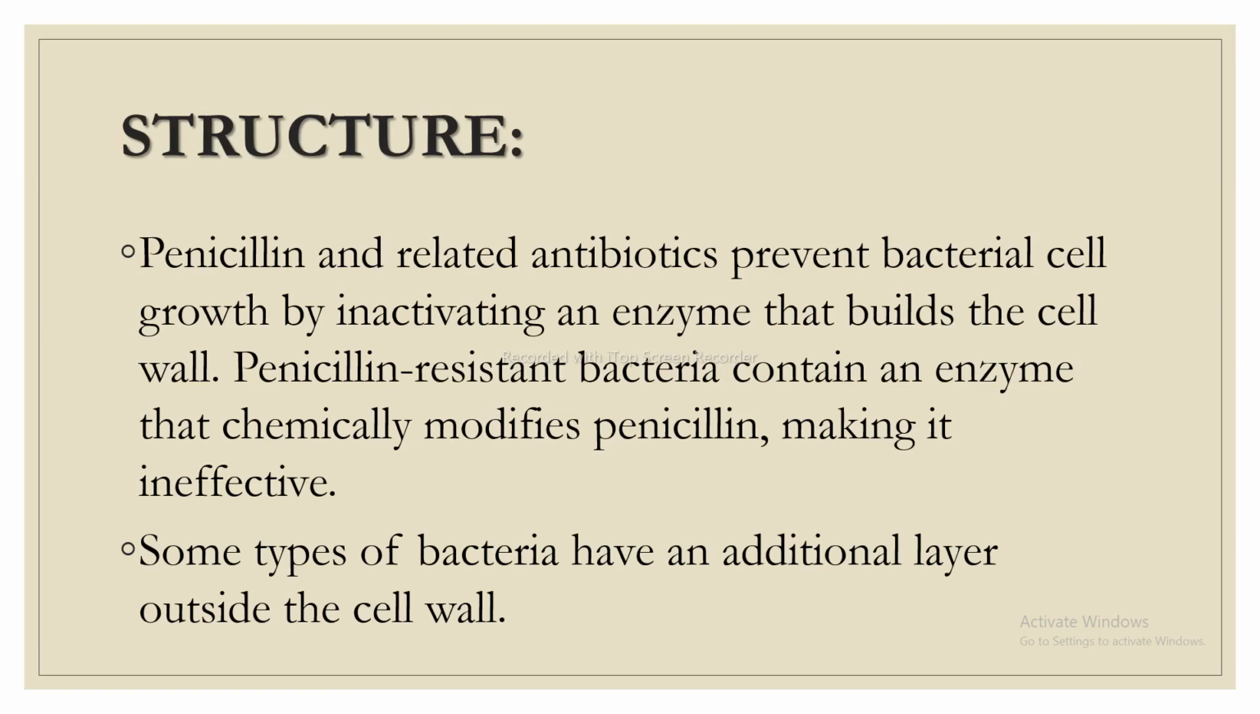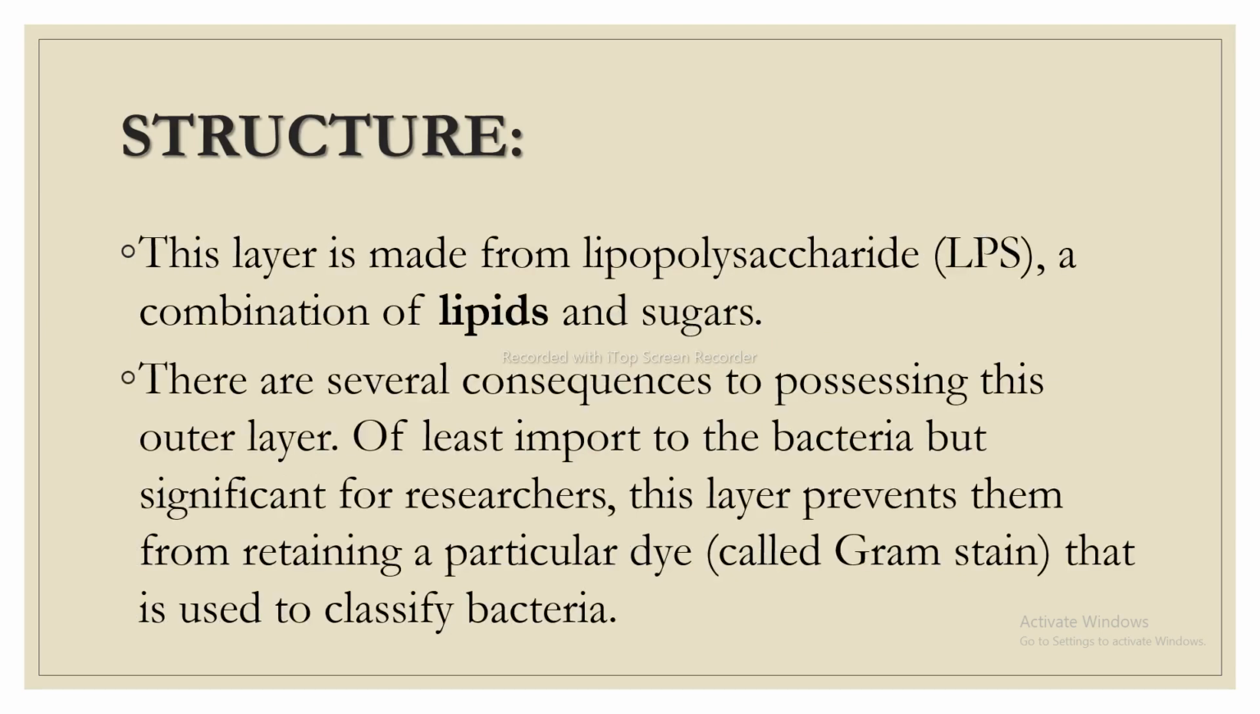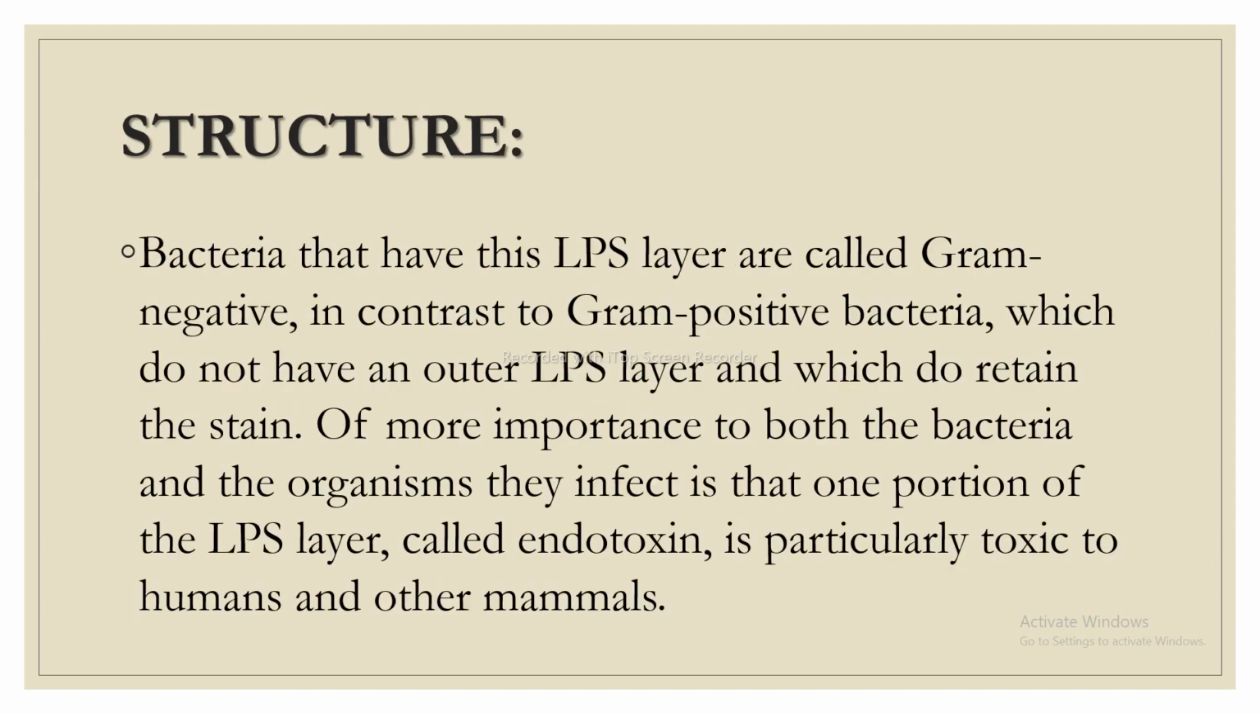Some types of bacteria have an additional layer outside the cell wall. This layer is made from lipopolysaccharide, LPS, a combination of lipids and sugars. There are several consequences to possessing this outer layer. Of least import to the bacteria but significant for researchers is that this layer prevents them from retaining a particular dye, which is called gram stain, that is used to classify bacteria. So bacteria that have this LPS layer are called gram-negative in contrast to gram-positive, which do not have an outer LPS layer and which do retain the stain.